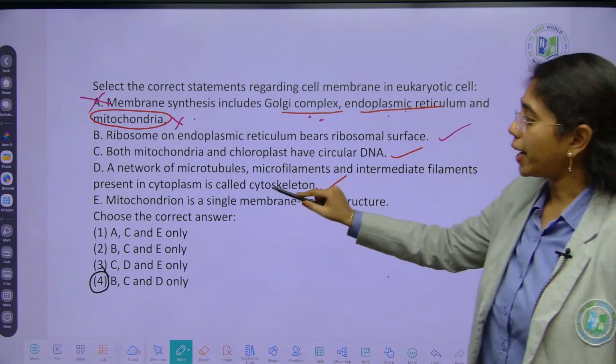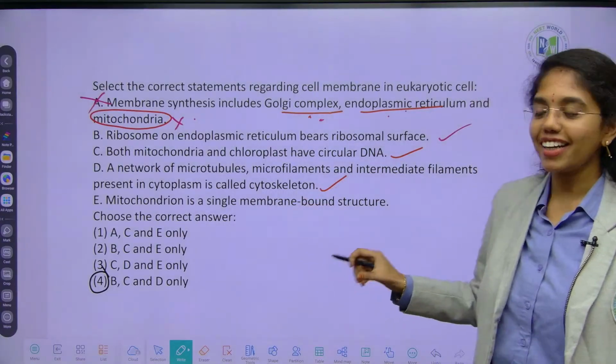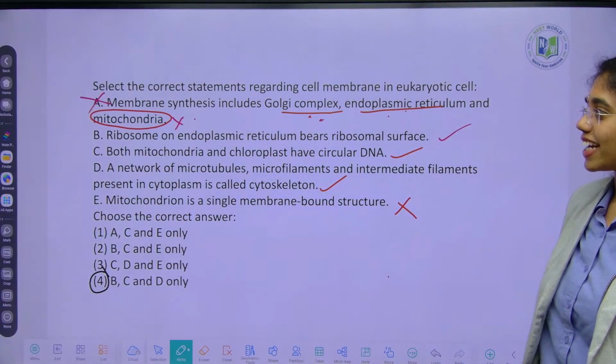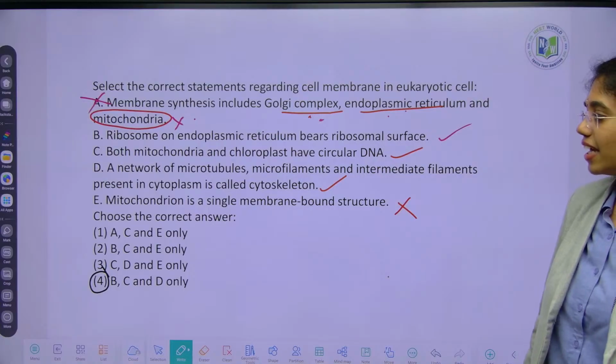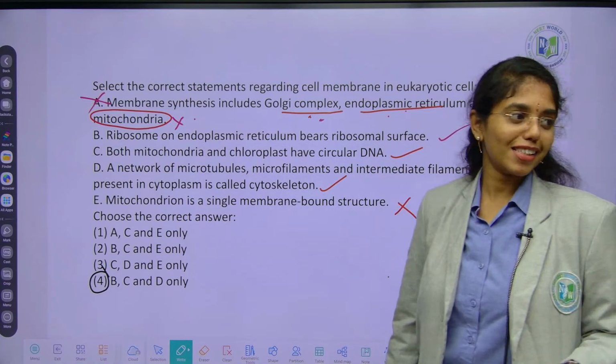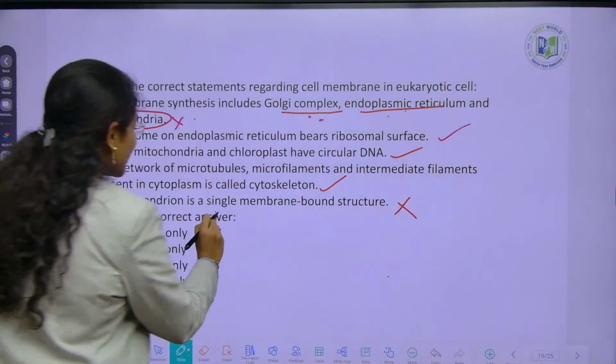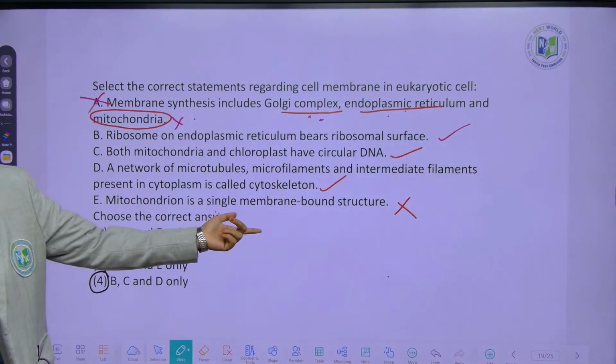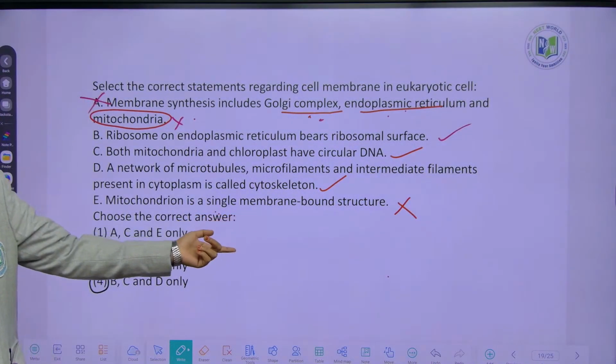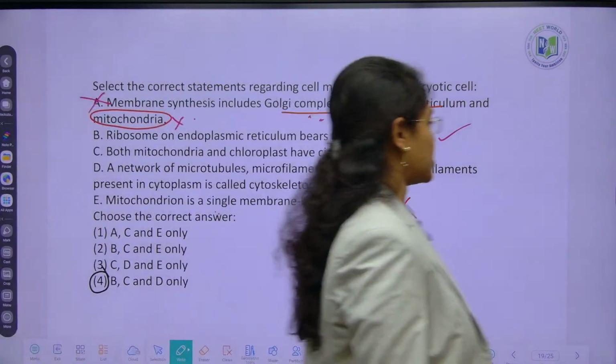Next, mitochondria is a single membrane bound organelle? No. So what is the right answer? B, C, D. One small logic. Immediately looking at the statement, you can eliminate this. Okay, fine. Next question.